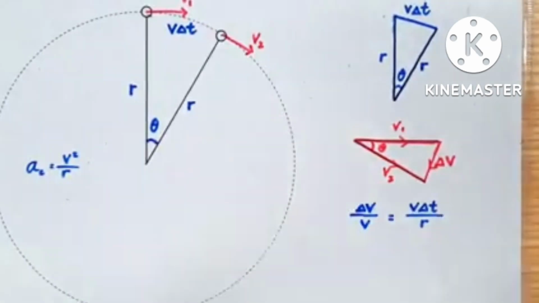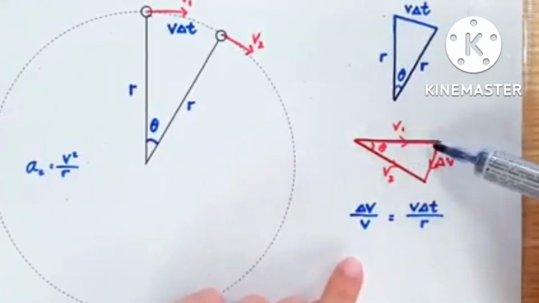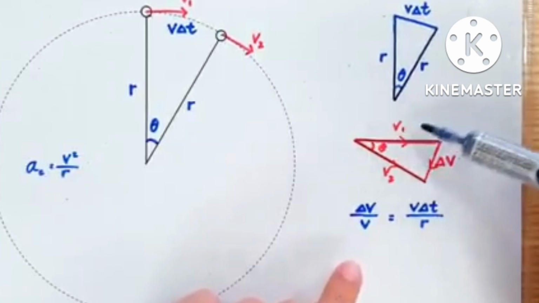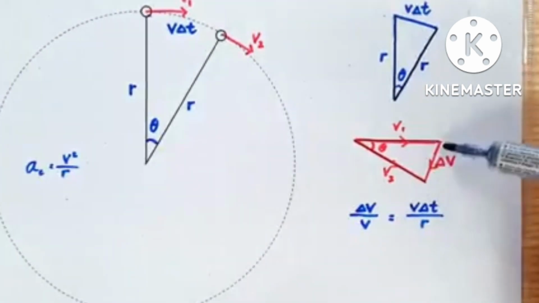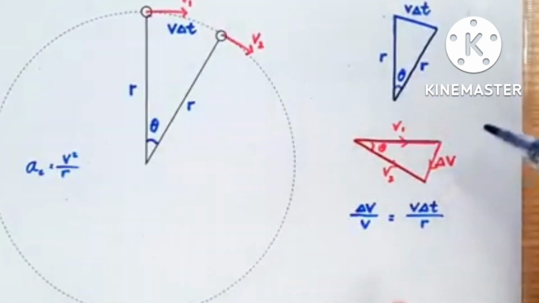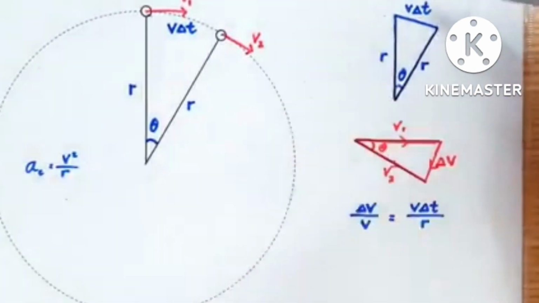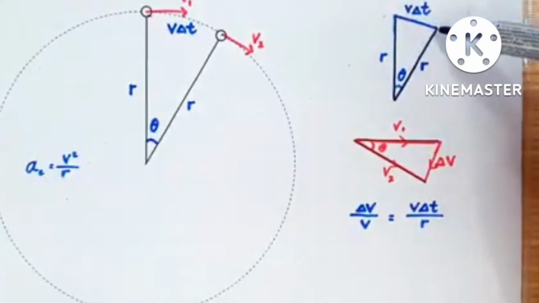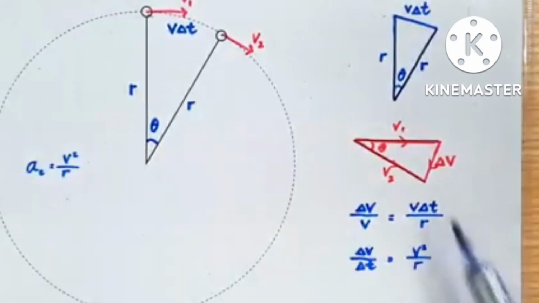So we can write delta v divided by v1, or v2, but they are the same, so we just call it v, should be equal to the ratio of the corresponding sides on the other triangle, which is v delta t divided by r. Rearrange the equation, you get delta v over delta t is equal to v squared over r.